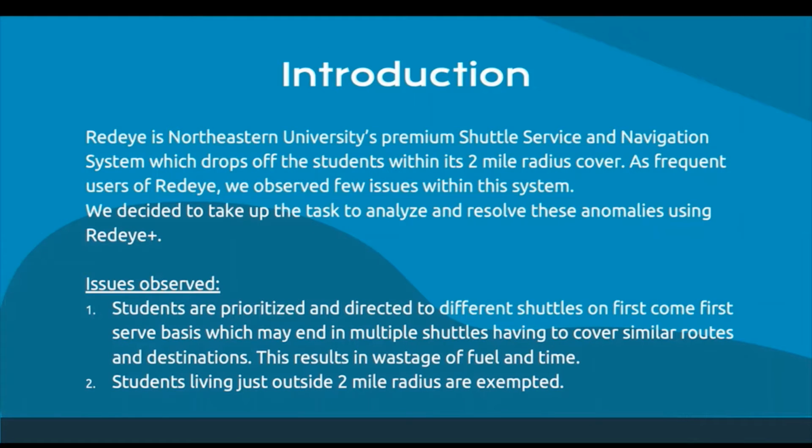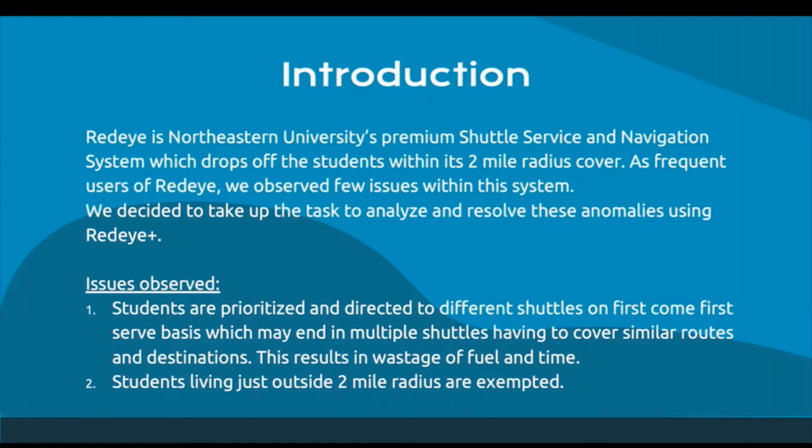Red Eye is Northeastern's premium shuttle service and navigation system, which drops off students within a 2-mile radius of campus. As frequent users of Red Eye, we observed a few anomalies within this system. We decided to take up the task to analyze and resolve these anomalies using Red Eye Plus.